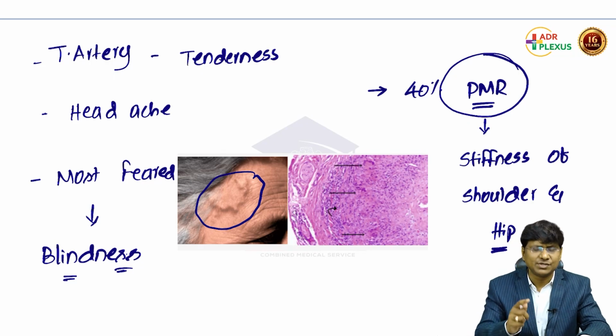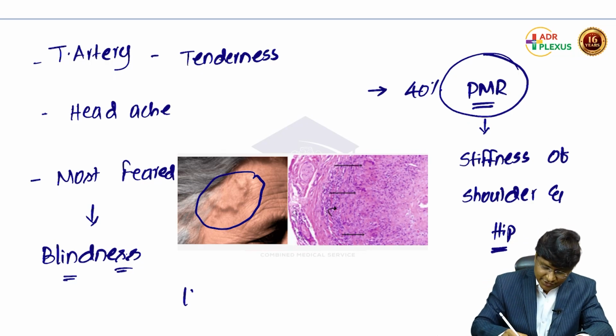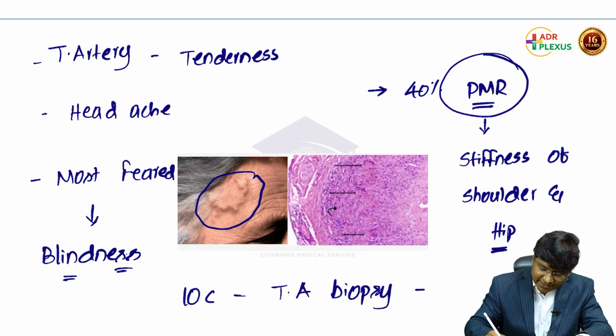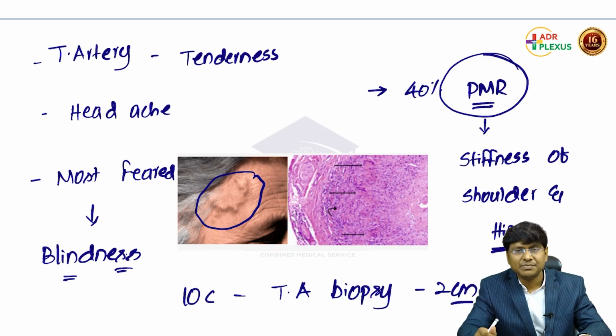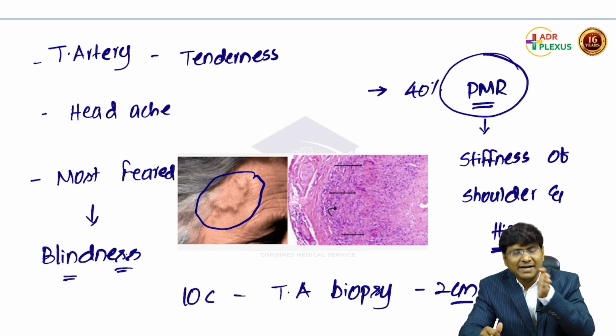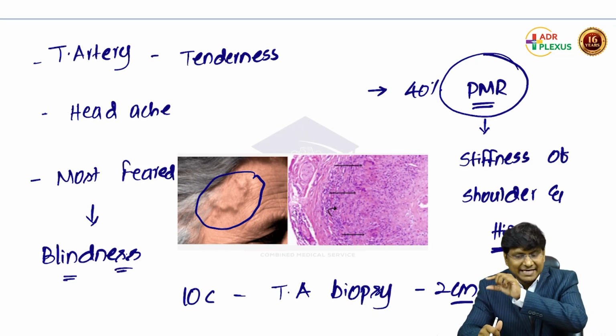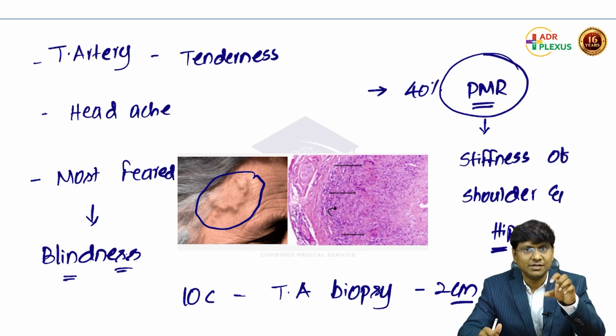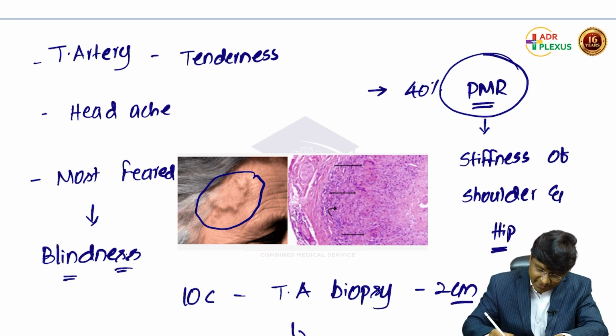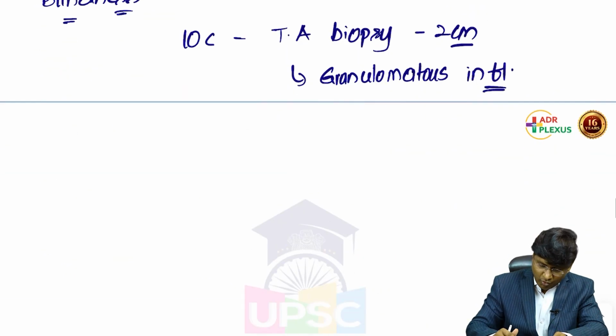And the next important thing is the investigation of choice, which is the temporal artery biopsy. Whenever you take this biopsy, you need to take almost up to 2 centimeters. Why? Because in giant cell arteritis, the inflammation is not continuous. It is segmental, skipped inflammation. That is the reason you need to take the biopsy of a longer vessel, so that it will demonstrate the presence of the granulomatous inflammation.